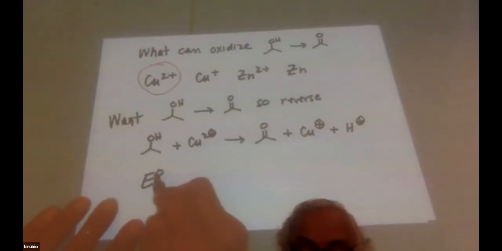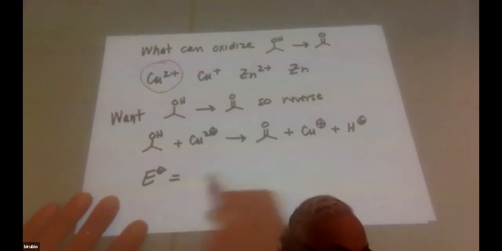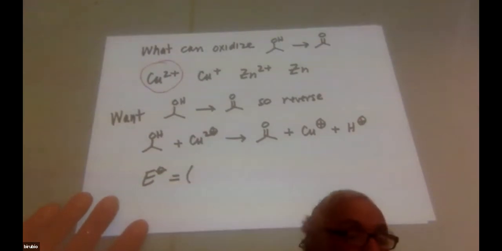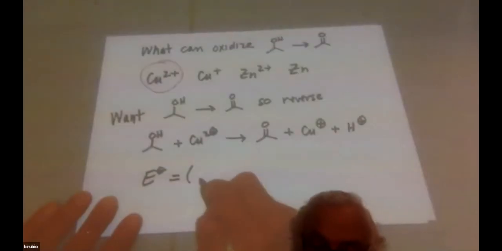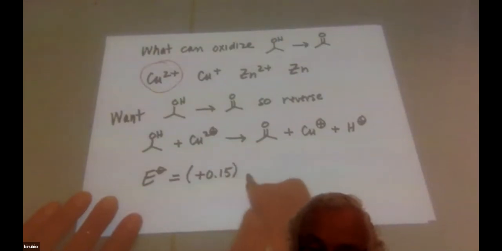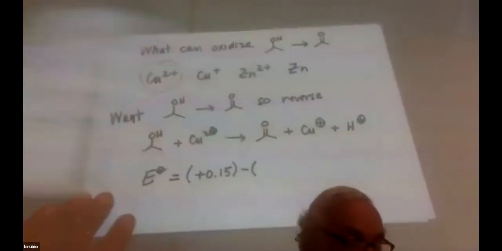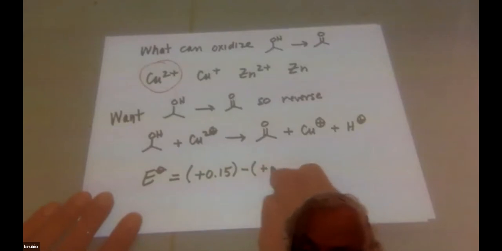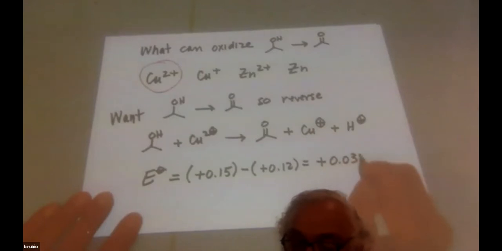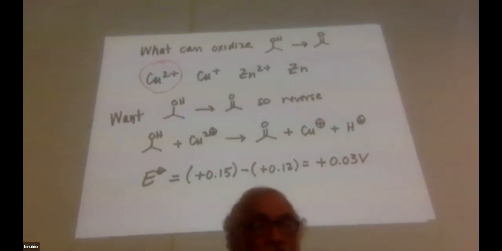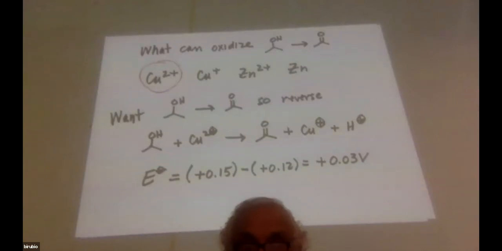And the overall reduction potential is going to be the more positive one that happened as a reduction, that's +1.5, minus the less positive one, that's going to be this one. And this works out to a positive 0.03 volt. And as we said before, because delta G is equal to minus NF delta E, we want E0 to be positive.